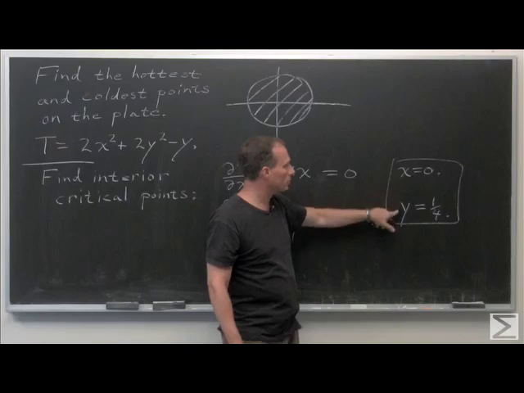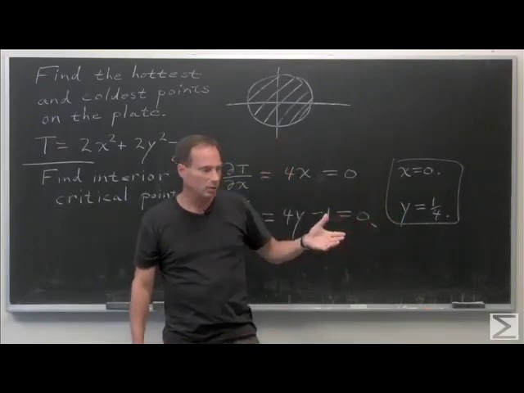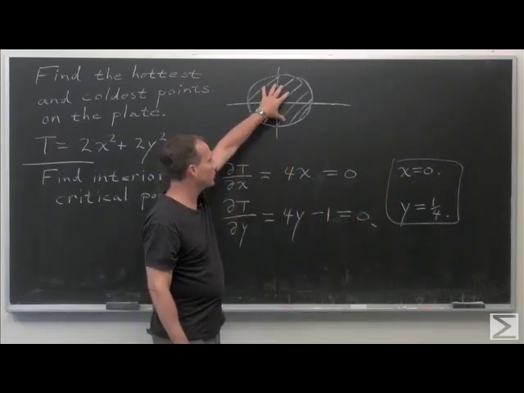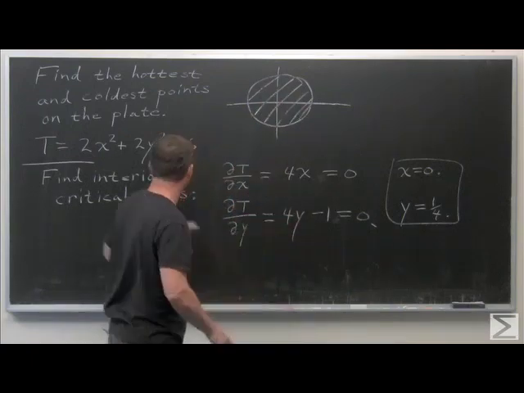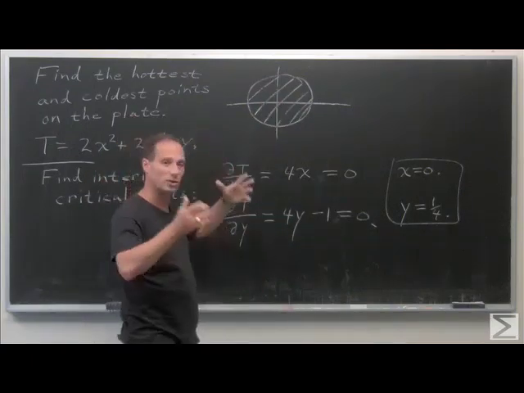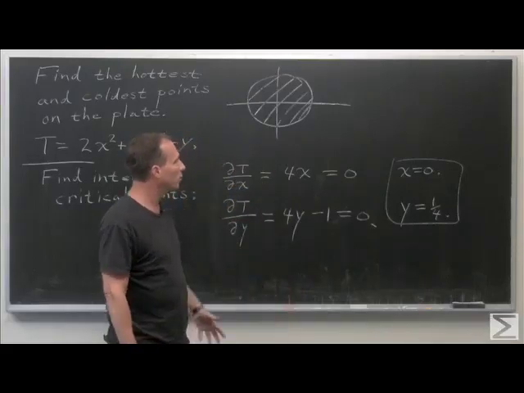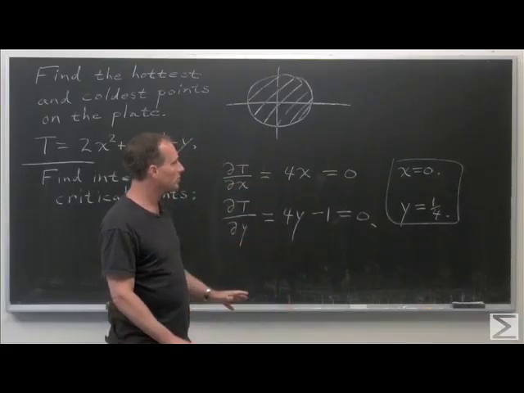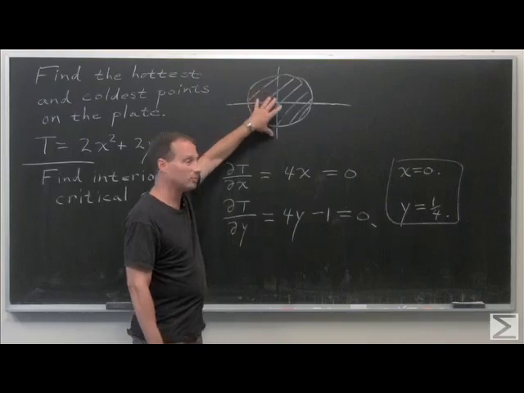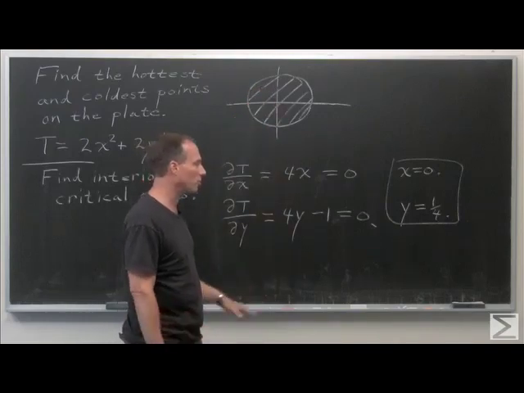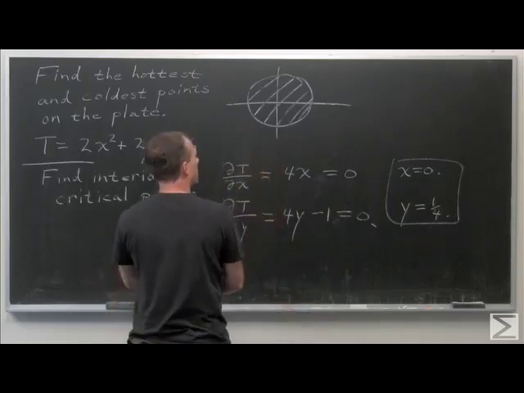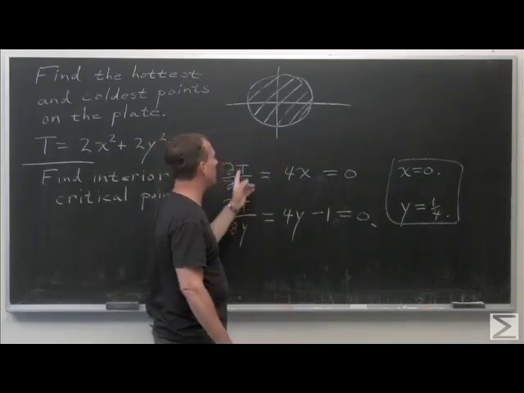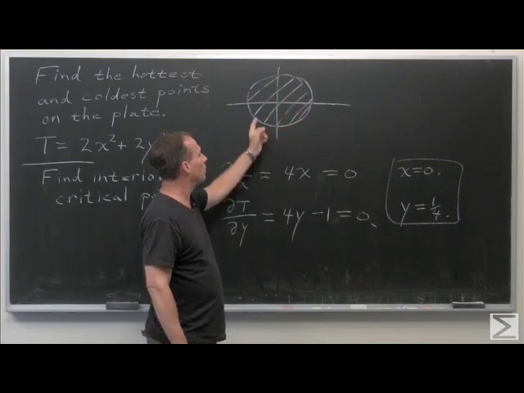If we had gotten x equals 0 and y equals 17, that would be outside the region we're considering, and there would be no critical points in the region. This function, because it exists on a bigger set, would have a critical point at 0, 17, but restricted to this set, which is what we're looking at, it would have no critical points had this been x equals 0, y is 17. But it's not. That is in there.